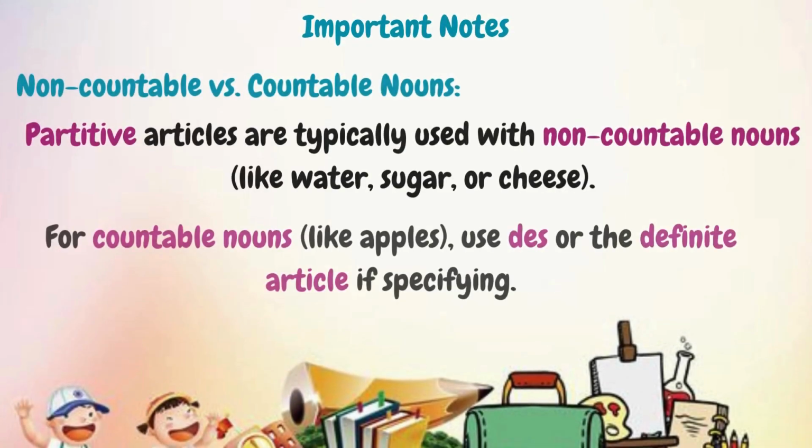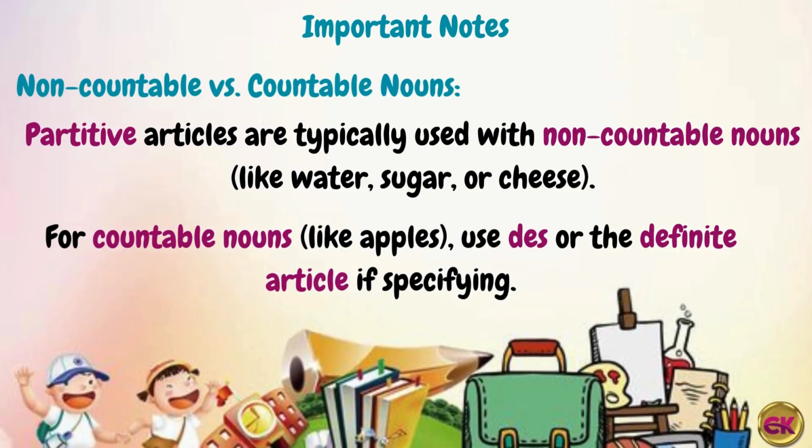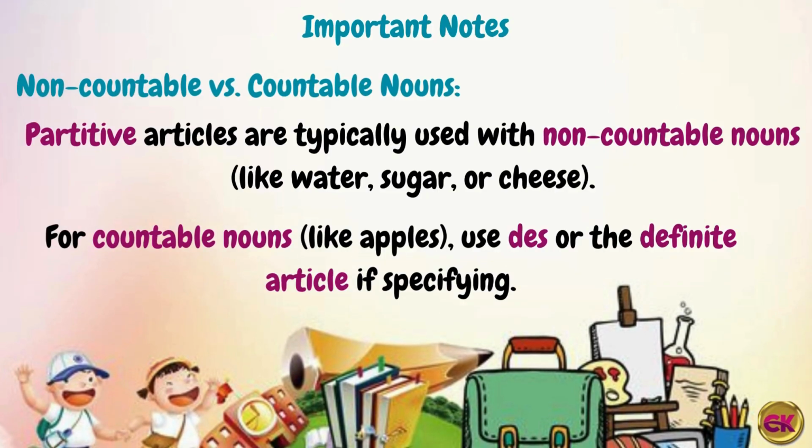Some important notes. Difference between non-countable and countable nouns. Partitive articles are typically used with non-countable nouns, like water, sugar, or cheese. For countable nouns, like apples, use de or the definite article if specifying.